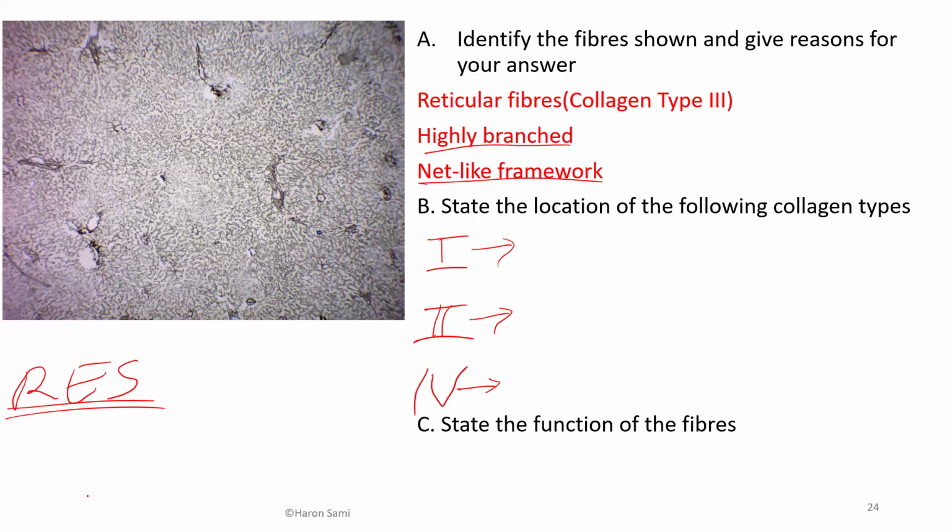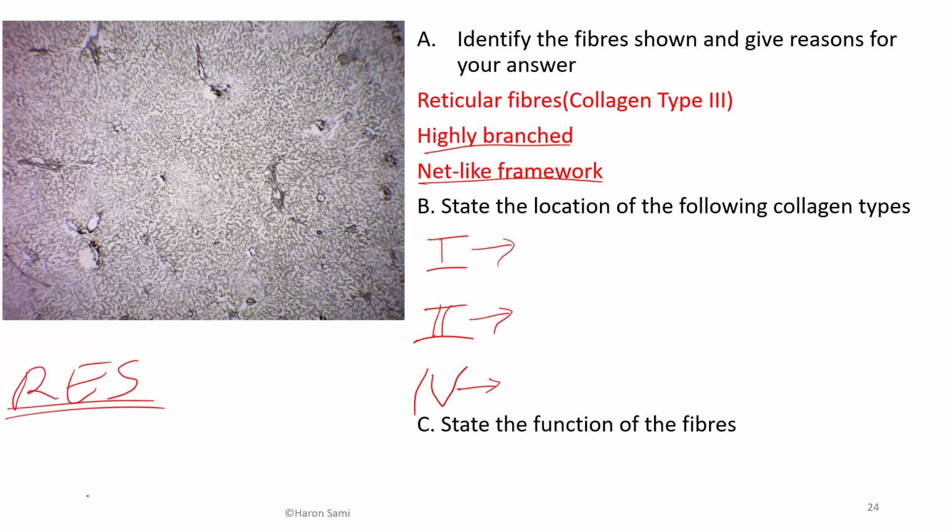What about type 2? Sclera, wonderful. Where do you find collagen type 2? Cartilage. Notochord, which is a form of embryonal cartilage. So hyaline cartilage, elastic cartilage. What about type 4? Where do you find collagen type 4? The basement membrane. You can say basal lamina, which is basement membrane.